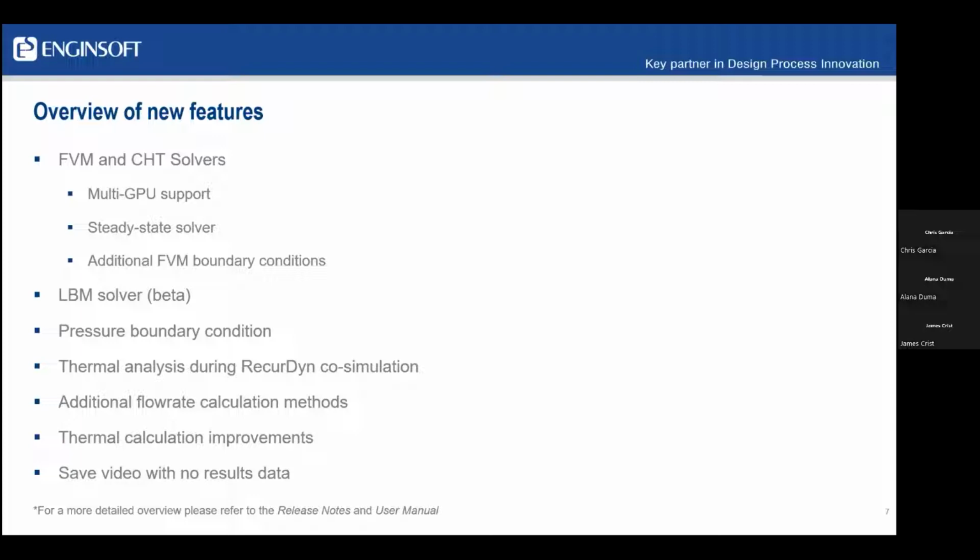There's a Lattice Boltzmann solver that's currently in beta. This is a different approach to doing what you could previously do with the FVM solver. So this is a faster solver, and it supports a few different options versus the FVM solver. Like I mentioned, it's in beta right now, so definitely worth trying out. But as it's in beta, things may change in the future. There's a pressure boundary condition that Chris is going to be talking about, so I won't dive into any detail.